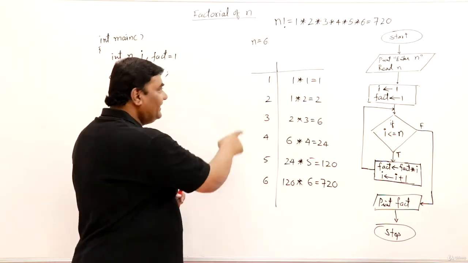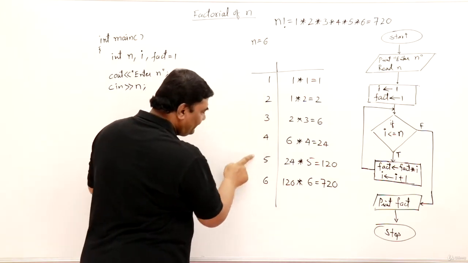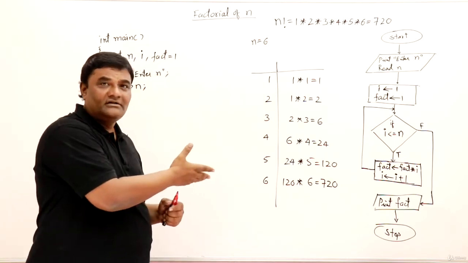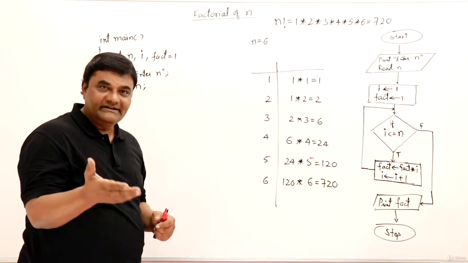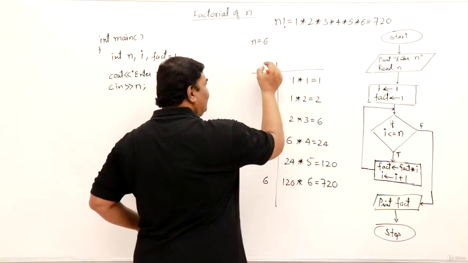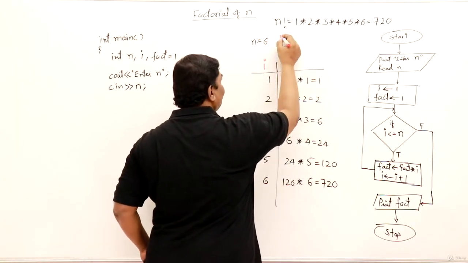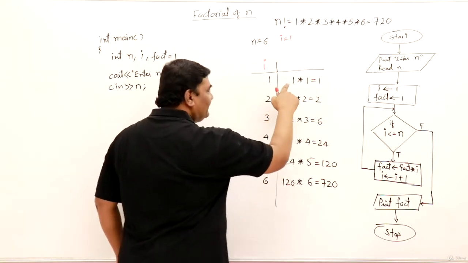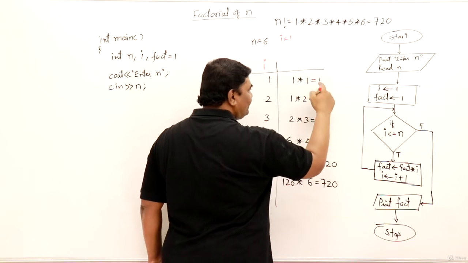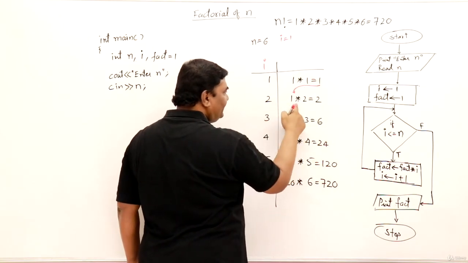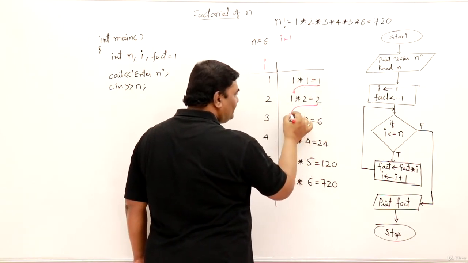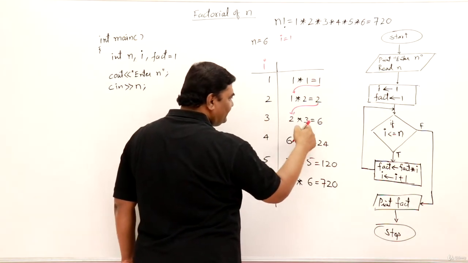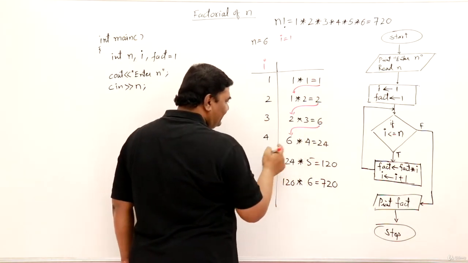So let us see. Here I have numbers 1, 2, 3, 4, 5, 6. This is a counter. We are familiar with the counter. So let us call it I. That I is starting from 1 onwards. Then what is happening this side? See, 1 is multiplied by 1, the result is 1. That 1 is taken here, 1 into 2 is the result 2. 2 is taken here, then 2 is multiplied by 3, it is 6, and 6 is taken here.